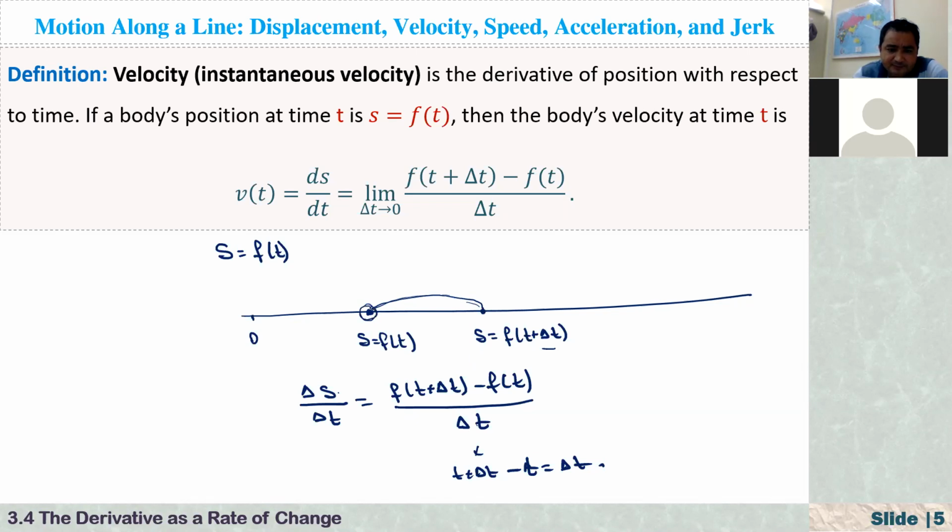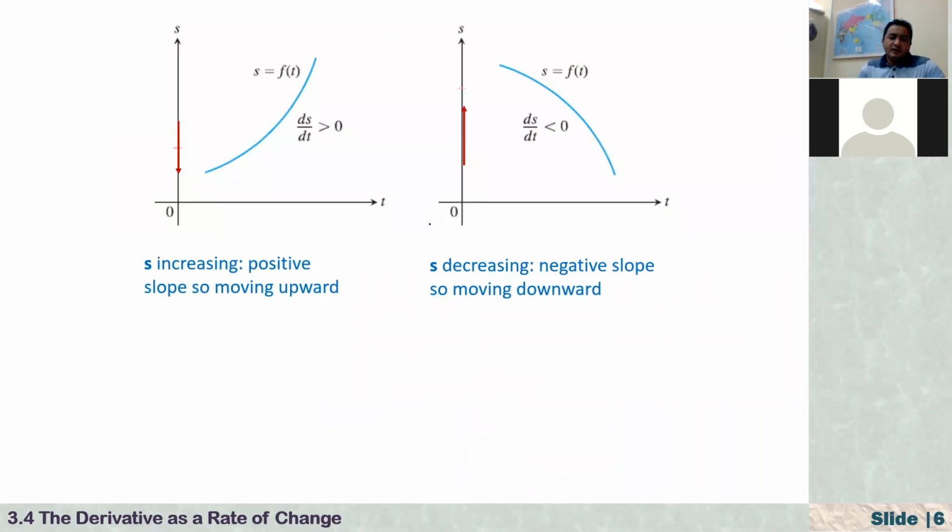Let's say it is at t. And that velocity is defined as the derivative of s, this position function, with respect to t. That is the limit as delta t approaches zero of f of t plus delta t minus f of t over delta t. Okay, so that is how we define the velocity of a particle.